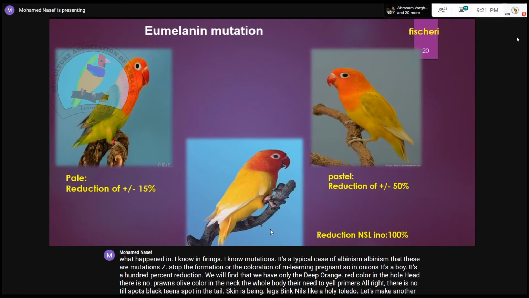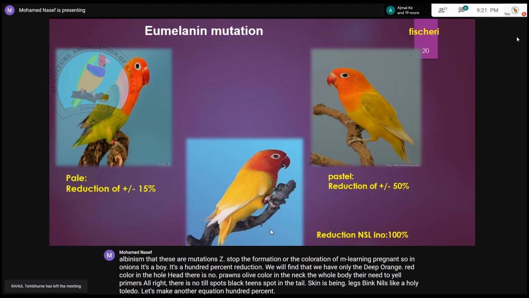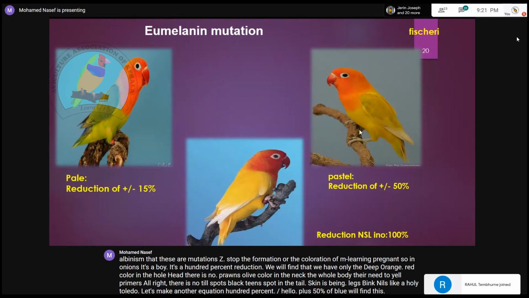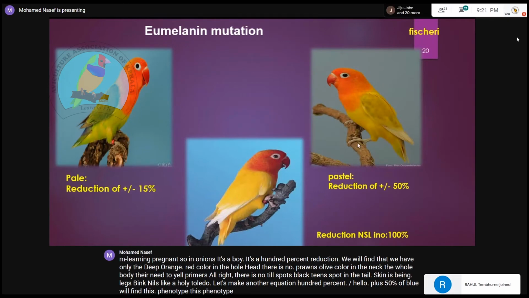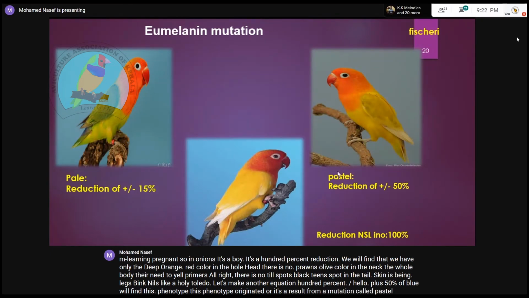Let's make another equation. 100% of yellow plus 50% of blue. We'll find this phenotype. This phenotype originated, or it's a result from a mutation called pastel. Pastel also.